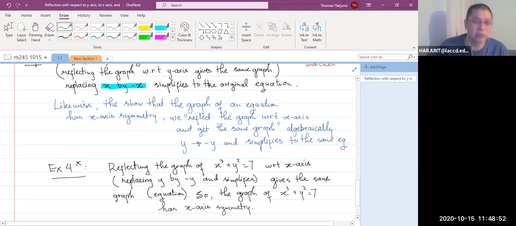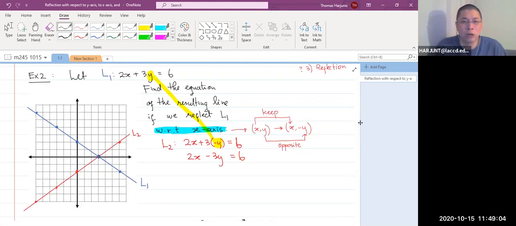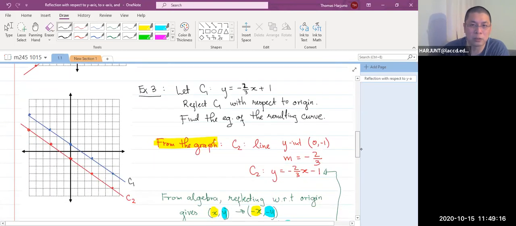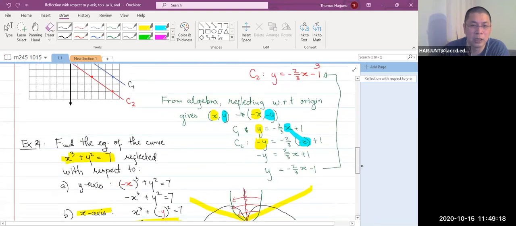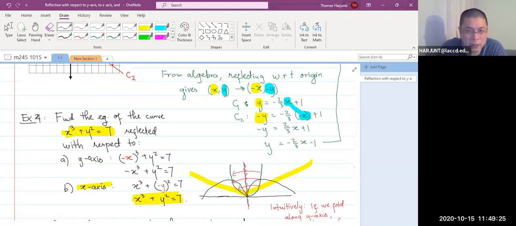Now, to explain this concept, it all comes from this very simple observation in example 1. But we carry it through to learn how to reflect the graph of a function and what the resulting equation is. Along the way we pick up that if we reflect with respect to, let's say, the x-axis and get the same equation, then the graph has x-axis symmetry.